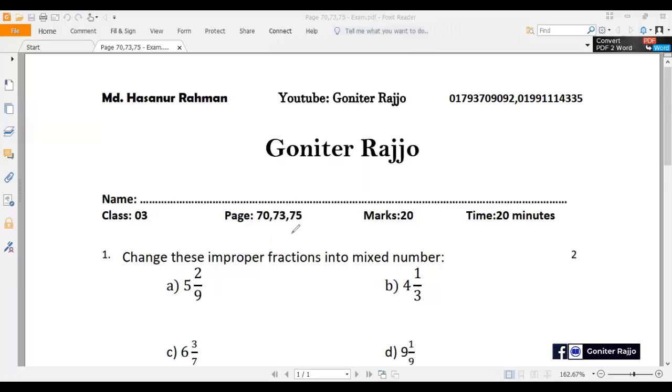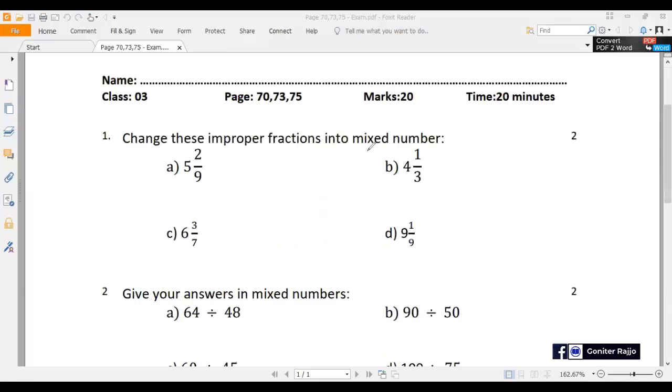Today we'll solve pages 70, 73 and 75, another worksheet. So let's start. Number one says, change these improper fractions into mixed numbers. So how can we solve this problem? Look, we can solve it in a very easy way.